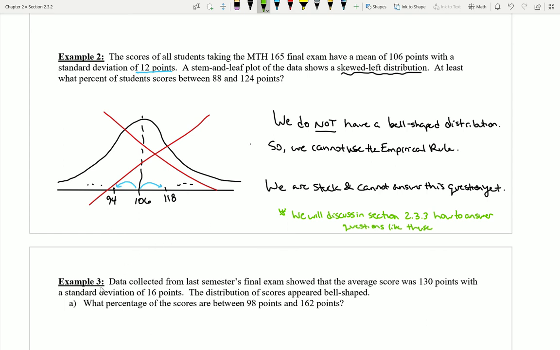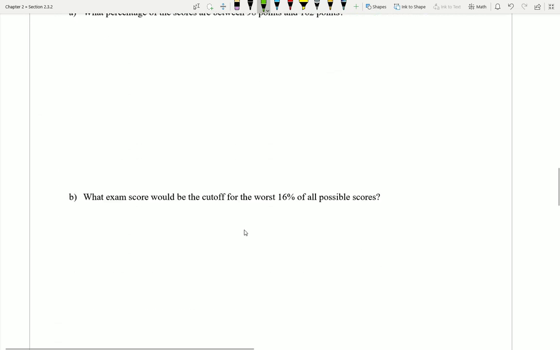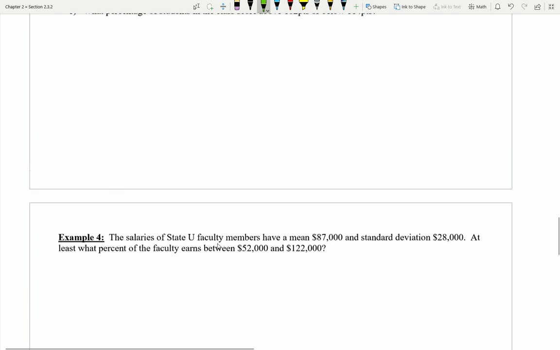Take a look really quickly then down here at example number 3. Notice this is almost the exact same question. It says data collected from last semester's final exam showed there was an average of 130 points, standard deviation of 16. The distribution of scores appeared bell-shaped. Aha, so I can use the empirical rule. And I think then I could go ahead and answer all those different parts, A, B, and C, on that question.